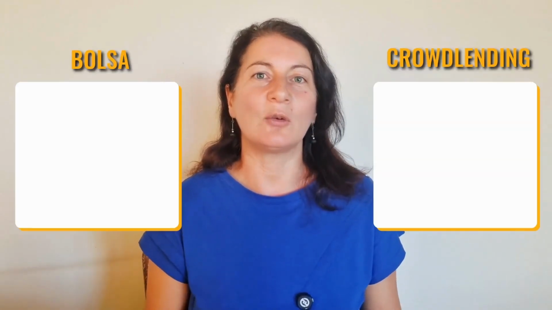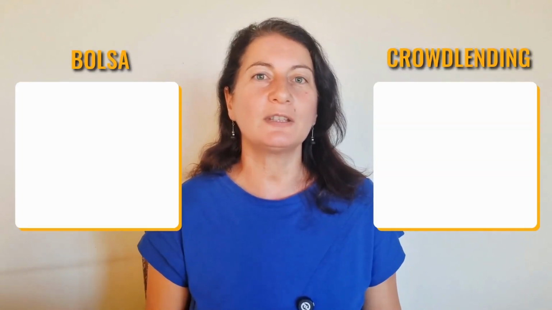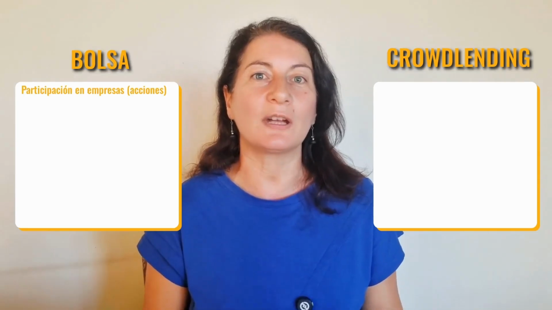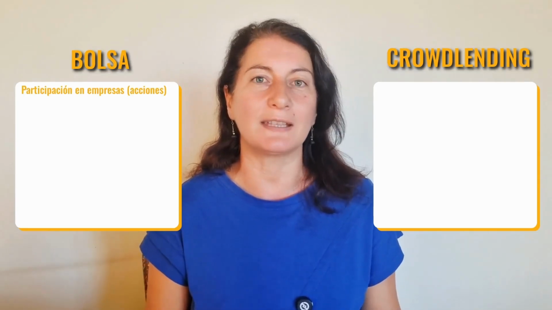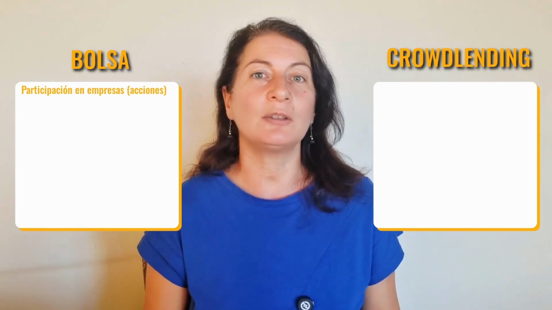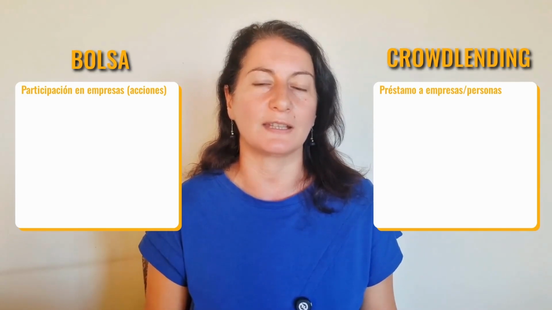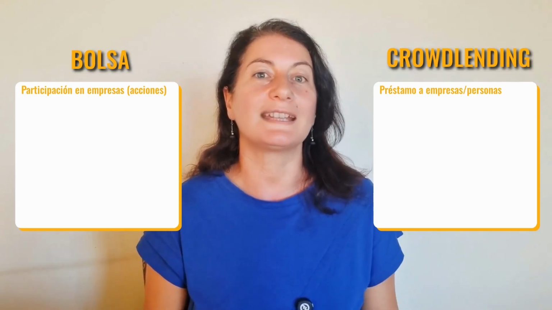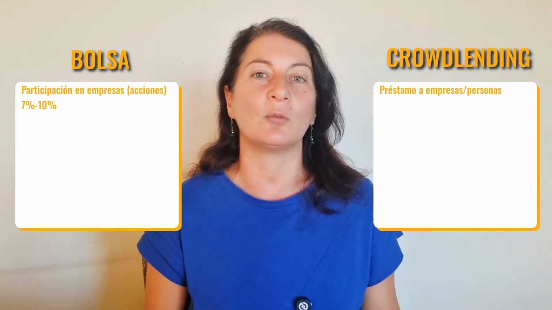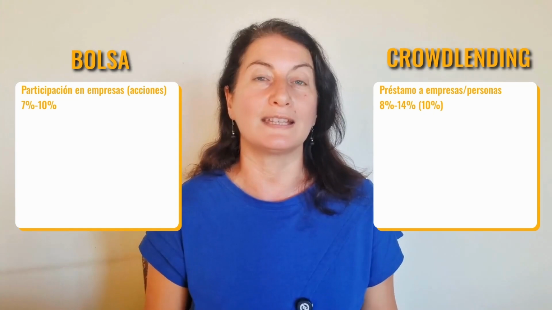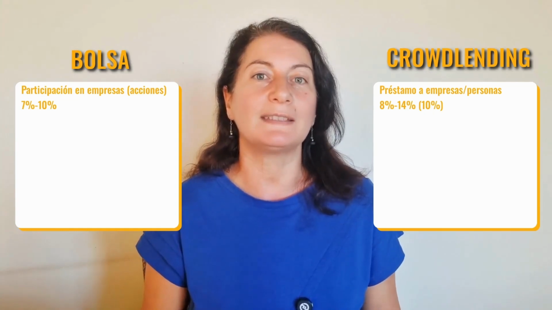In short, comparing the stock market with crowdlending, what are we investing in when we invest in the stock market? We are investing in a share in a company. We are participating in that company. When we invest in crowdlending, we are investing in a loan that can be to companies or individuals. The stock market return can be between 7 and 10% annually, at least that's the historical performance in the long term. In crowdlending, they are offering us between 8 and 14% annually, and on average we tend to get 10%.